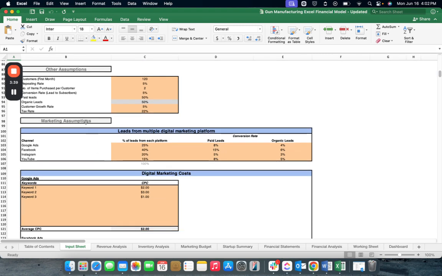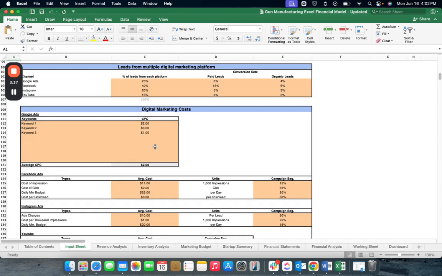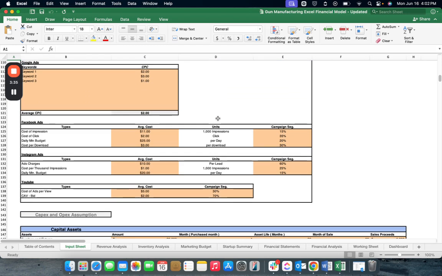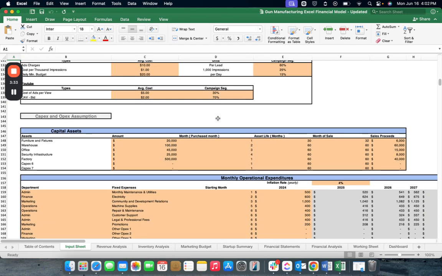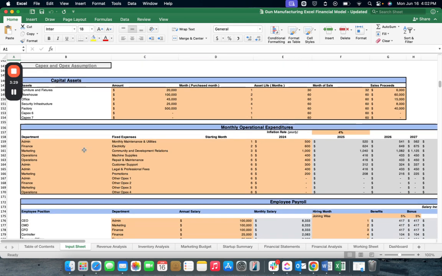Then we have marketing assumptions. We have digital marketing costs, like YouTube and Instagram ads. Then we have capex and opex assumptions, like capital assets. We have operational expenditures, like admin, finance, and marketing, like utility bills and all.